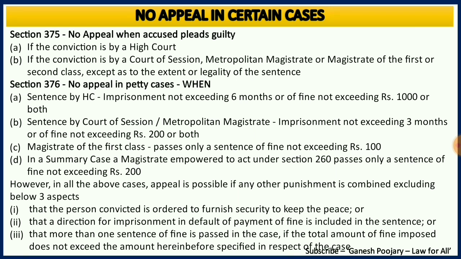But one important aspect that you need to remember is if any of those punishments are combined with any other punishment which is not mentioned here, in that case it will not be considered as petty case. So it gives the limitation. To that extent only it is considered as petty case, and if there is any other combination added, then that is not considered as petty case, which gives an opening for appeal. However, there are 3 other combinations which can be made with these punishments and they will not give any opportunity to further appeal.